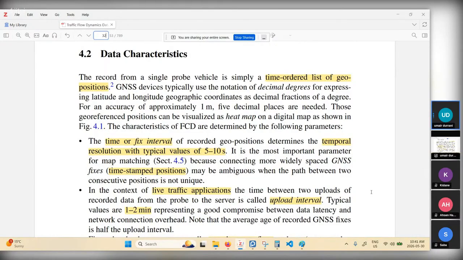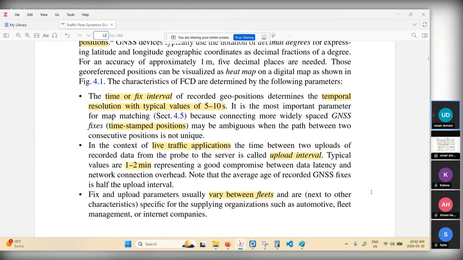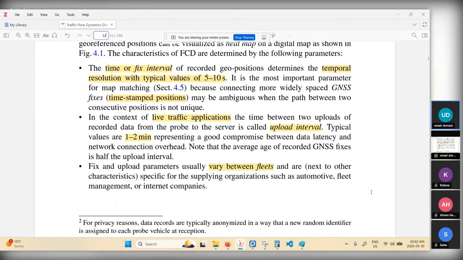Now let's look at the data characteristics. Floating car data contains a time-ordered list of geo positions. As I mentioned before, those could be northing and easting, which tells us geographically where you are on Earth. But an additional context here is that these are time ordered, so we know the sequence of the points.